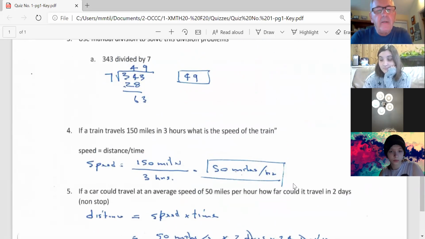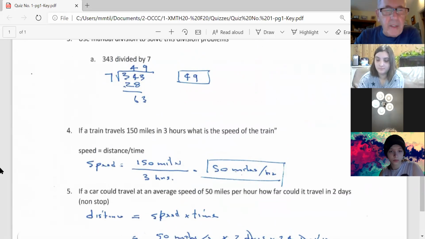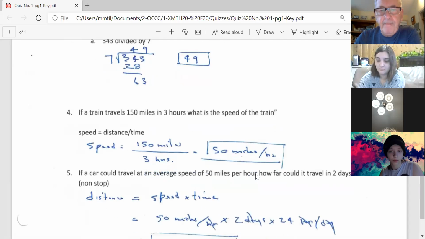If a train travels 150 miles in 3 hours, what's the speed of the train? I even put the formula here. Speed is equal to distance divided by time, right? So it's 150 divided by 3. Most of you got this one right. 50 miles per hour, right?